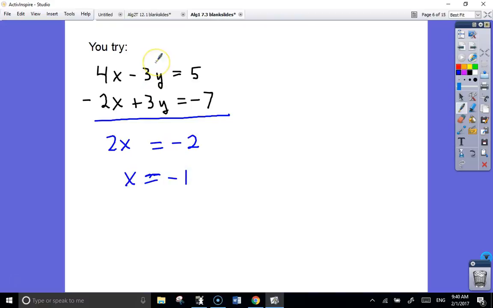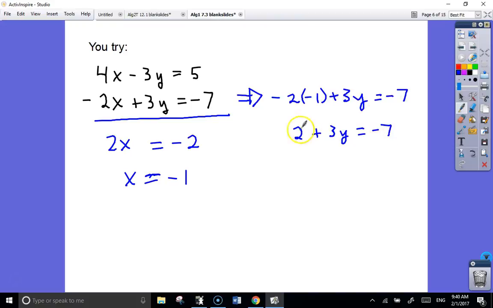Okay, then go back to one of these equations. It doesn't matter which one. I'm going to go this one right here. Negative 2 times negative 1 plus 3y equals negative 7. Positive 2 plus 3y equals negative 7. Subtract 2. 3y is negative 9. Y is negative 3. So the solution is negative 1, negative 3.